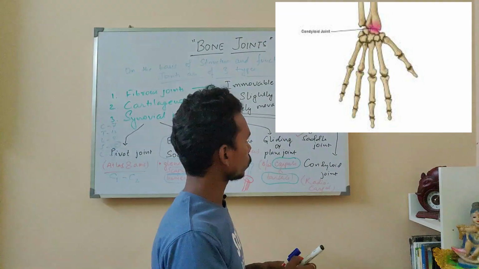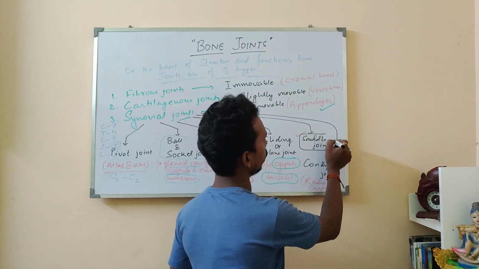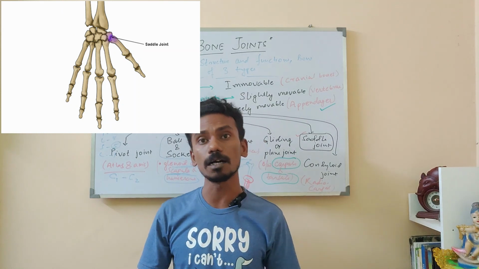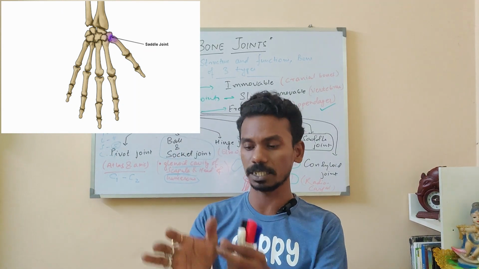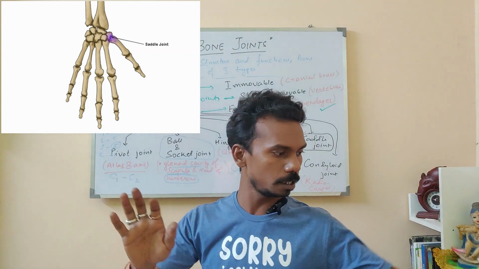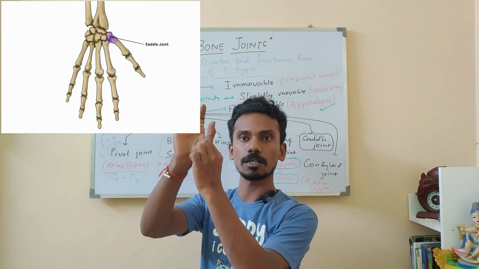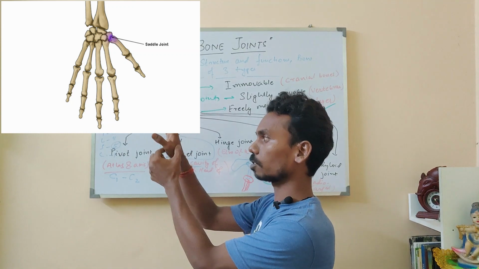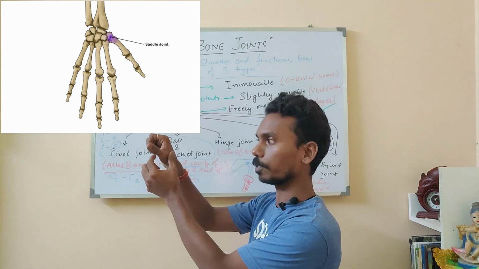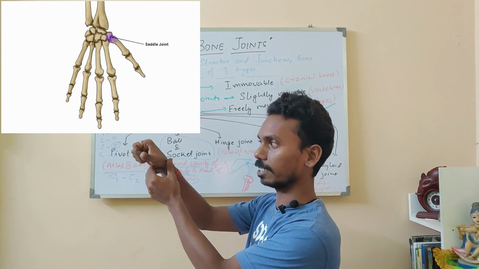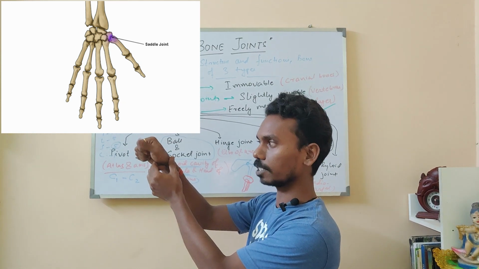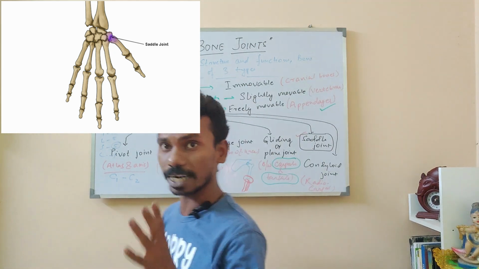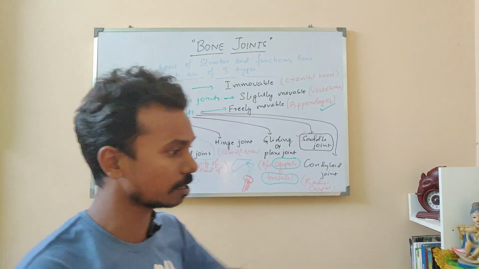Let's talk about a very important joint, that is the saddle joint. The saddle joint is present between the thumb metacarpal and the carpals. This is your thumb metacarpal, and these are the carpals. The thumb metacarpal is associated with the carpal in such a manner that it can give you movement in this direction as well as in this direction. So these joints are called saddle joints, and these are a unique kind of joints.